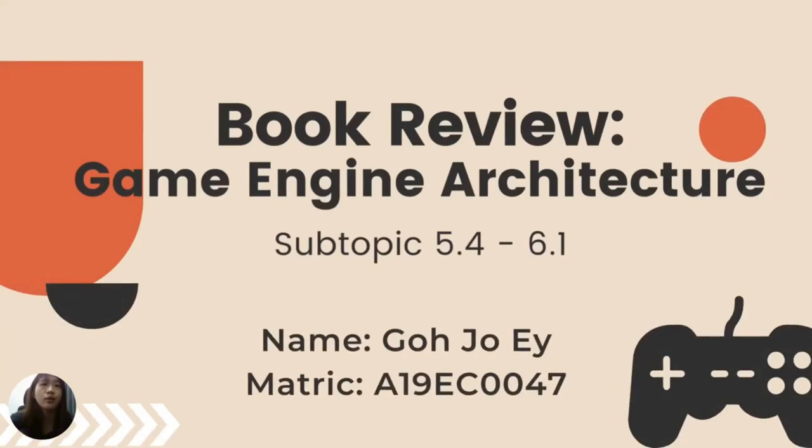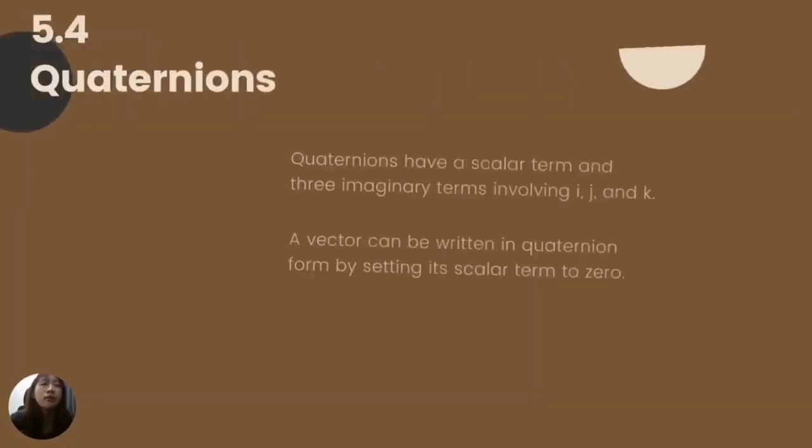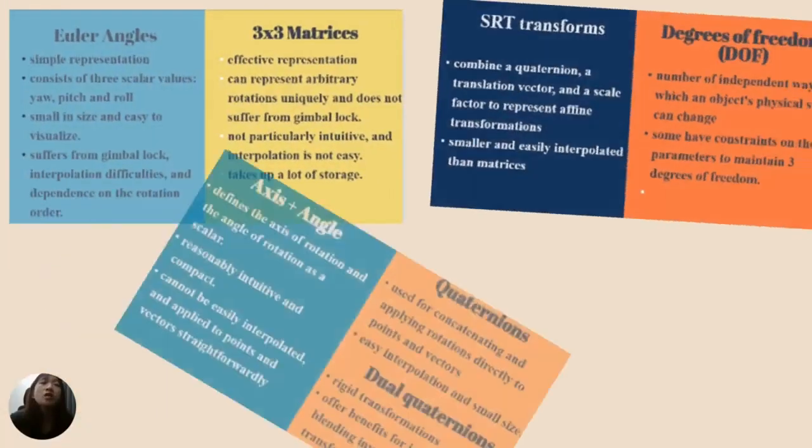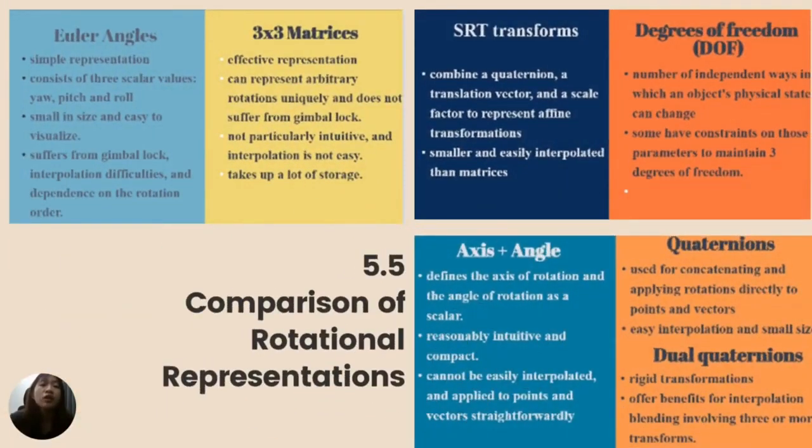Today, I would like to present the book review for Game Engine Architecture from subtopic 5.4 to 6.1. From 5.4, quaternions have a scalar term with 3 imaginary terms involving i, j, and also k. So a vector can be written in quaternion form by setting its scalar to zero. Concatenating quaternion-based transformations involves multiplying the quaternions in the opposite order of applying the rotations. The quaternion multiplication formula can be found in this topic, and it transforms the model space vector into a world space equivalent in the game. The next one is a comparison of the rotational representations.